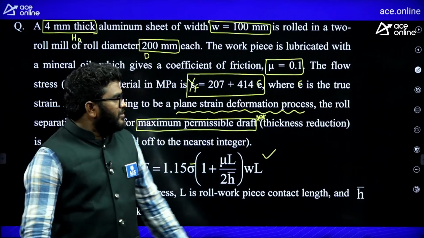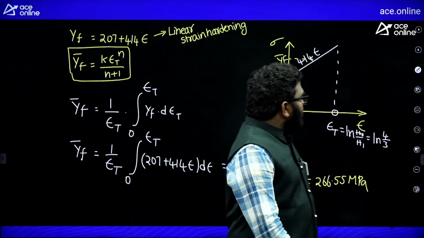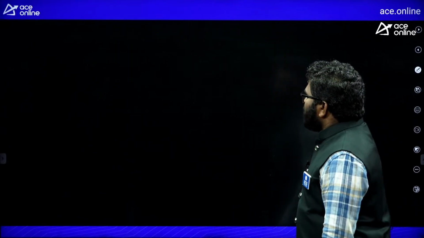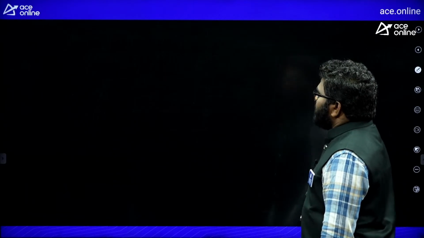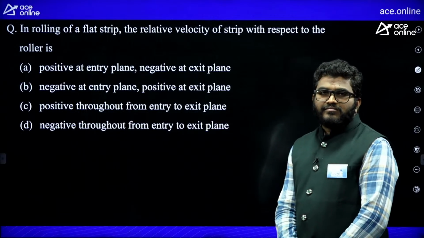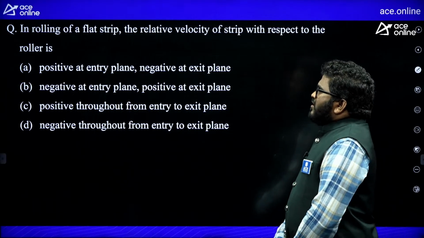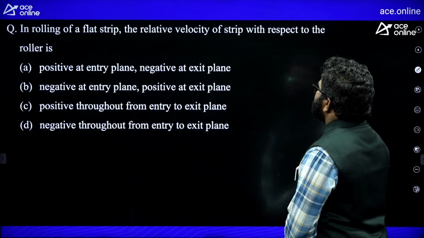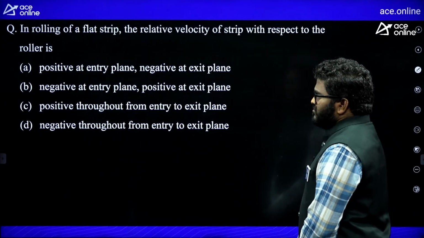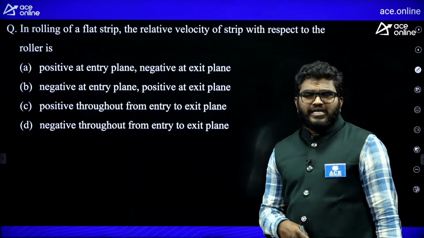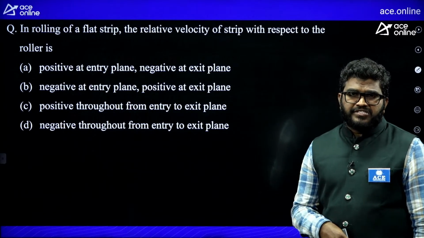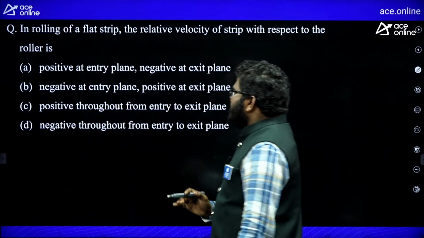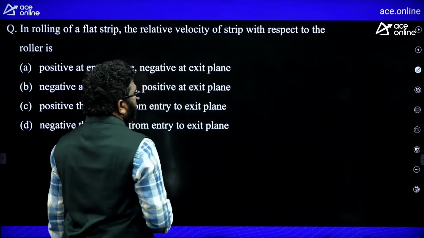Right, okay. Because of the time constraint, I am not writing the answer here directly. I am going to the second question. Next: in a rolling of a flat strip, the relative velocity of strip with respect to the rollers. This is actually a previous GATE question. So remember, I will give you a clear idea here.